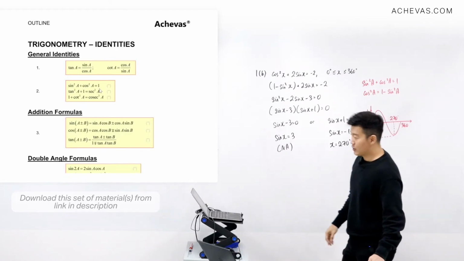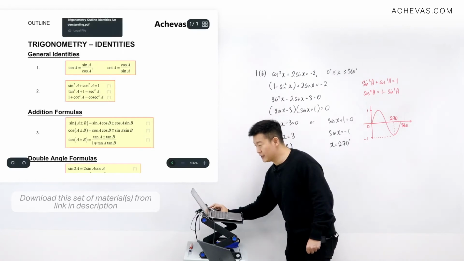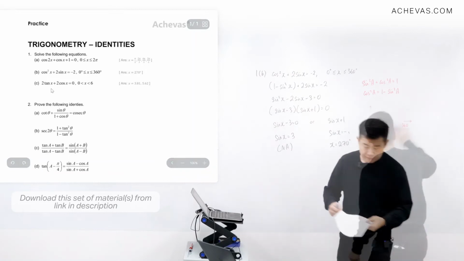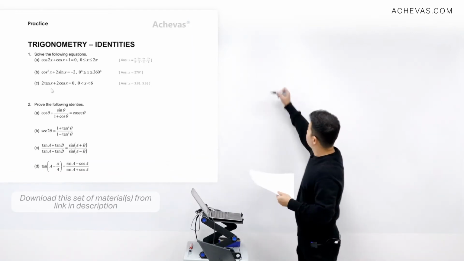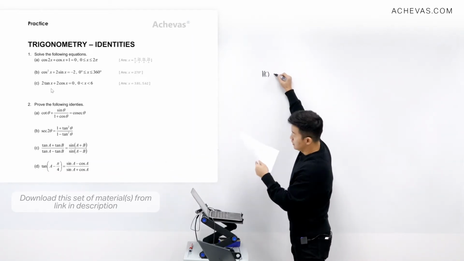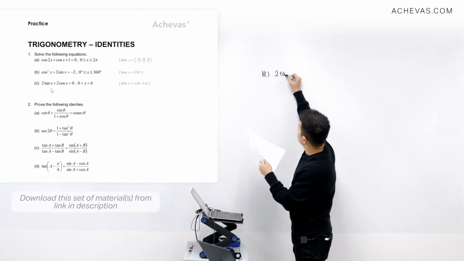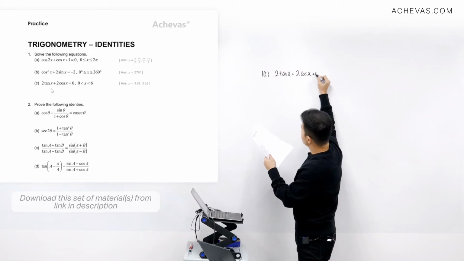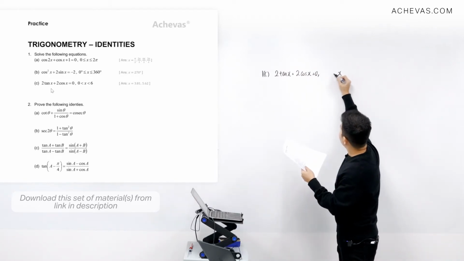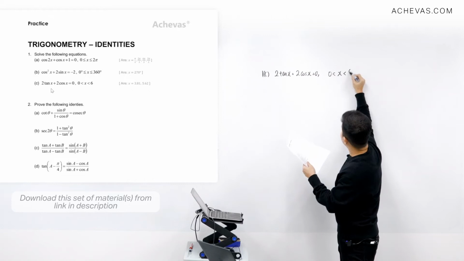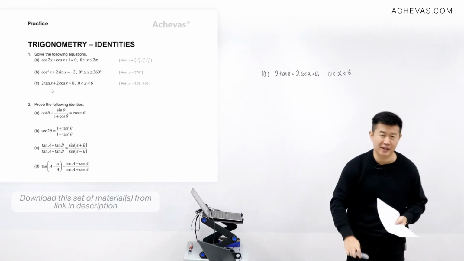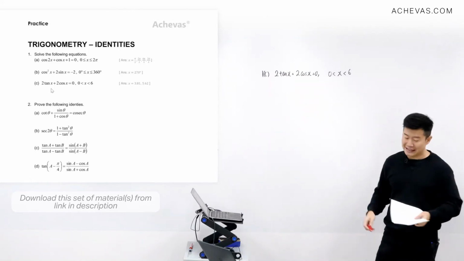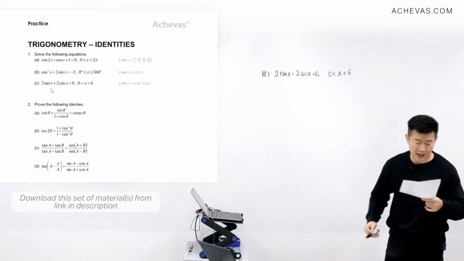Let's take a look at another question. Let's look at this one here. Let's look at C. In 1C, we are looking at 2 tangent x plus 2 cosine x is equal to 0. And x is between 0 radians and 6 radians. It's almost like between 0 to 2 pi, but 2 pi is 6 point something. So it is something that is slightly less than 2 pi.